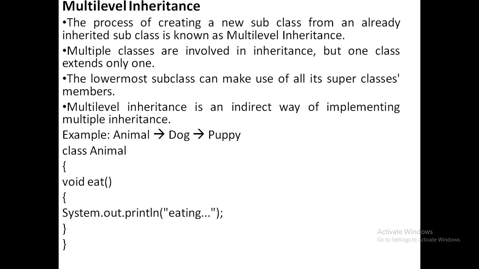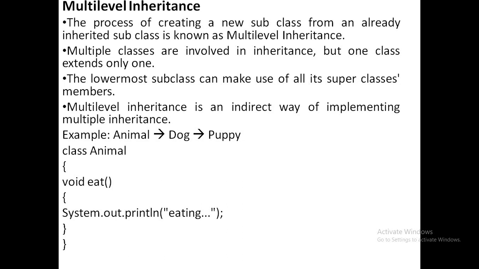Multi-level inheritance. The process of creating a new subclass from an already existing subclass, that is, an already inherited subclass, is known as multi-level inheritance. Multiple classes are involved in this inheritance, but each class extends only one class. So the lowermost subclass can access all its superclass members. Multi-level inheritance is an indirect way of implementing multiple inheritance in Java.